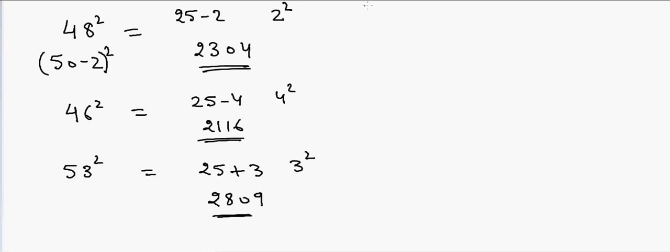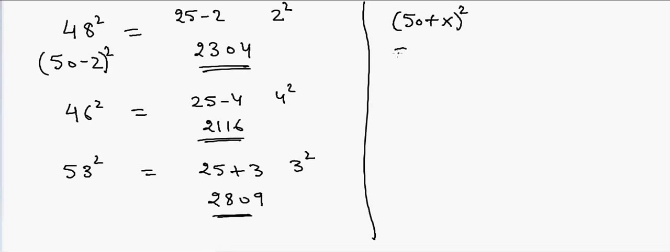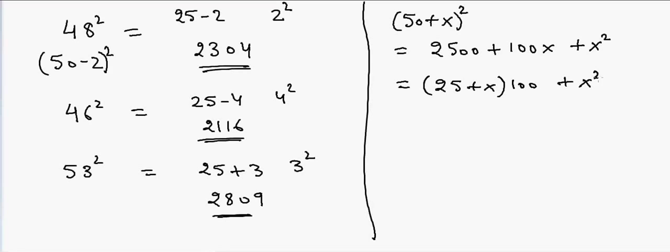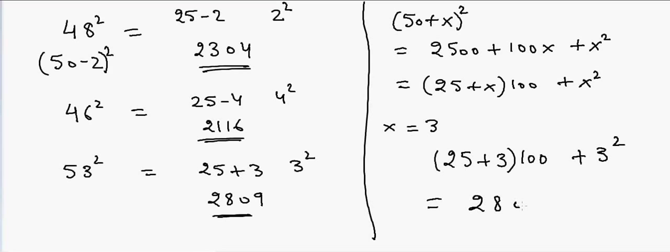How does this trick work? Let's look at the left side. If we have something close to 50, it can be written as (50 + x) squared, and (50 + x) squared can be written as 2500 + 100x + x squared, which is equal to (25 + x) times 100 + x squared. So if x is equal to 3, then I'm adding 25 plus 3, and then I'm adding 3 squared. So the answer is equal to 2809. This is how the trick works. It's based on (a + b) whole squared.